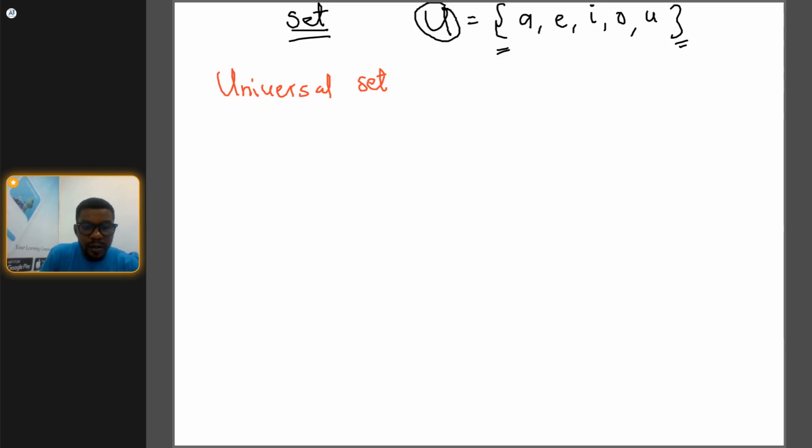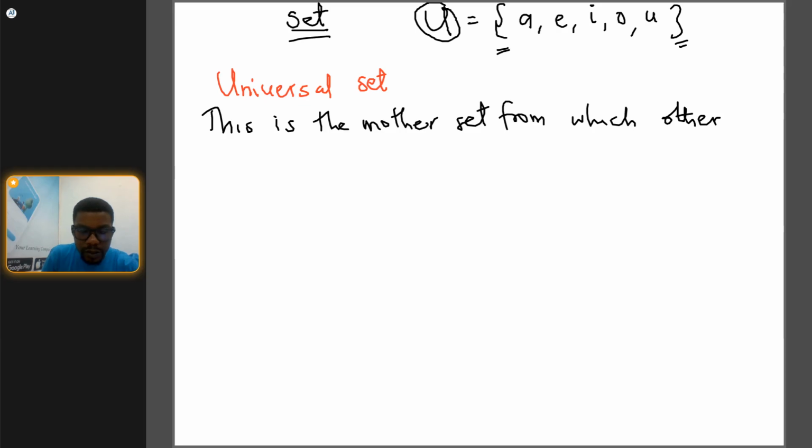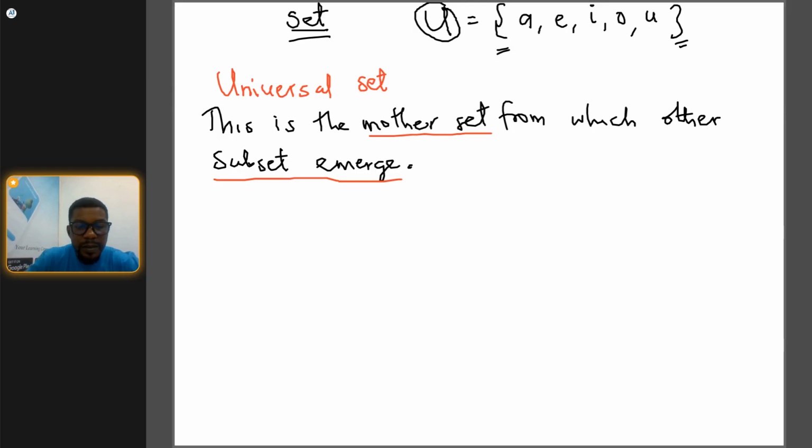What is a universal set? A universal set is the model set from which other sets, other subsets, emerge. So we said the universal set is the model set from which other subsets emerge.